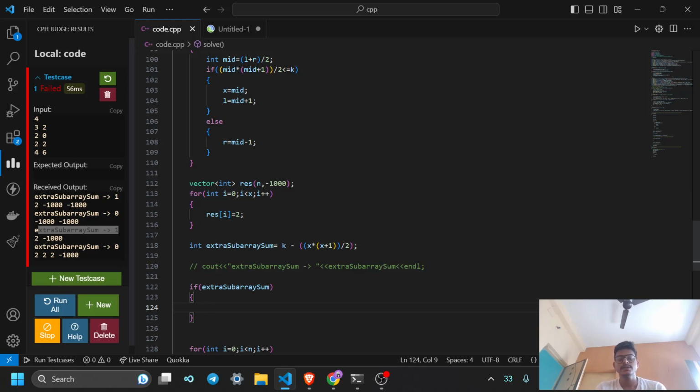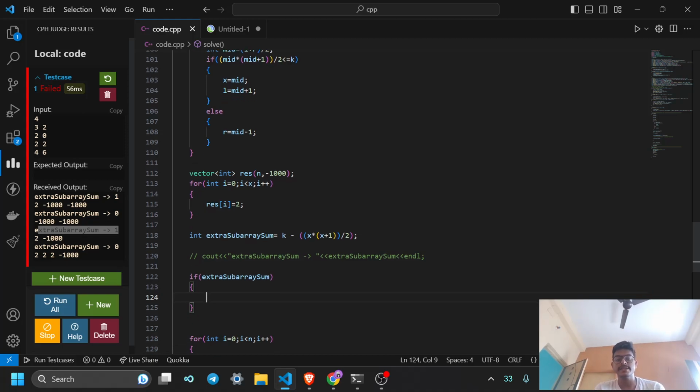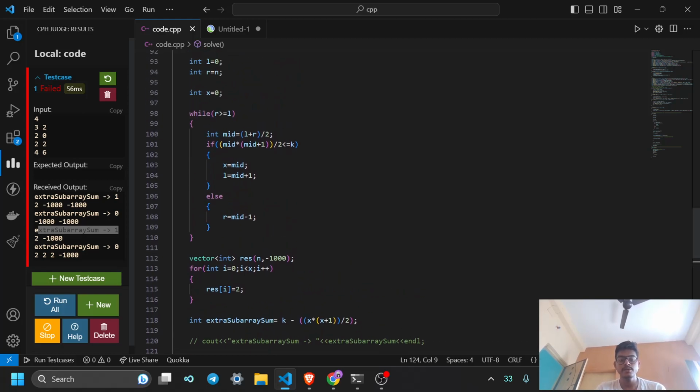Okay, so in which position? I have already taken all of my positive integers up to which index? Up to index x minus 1.